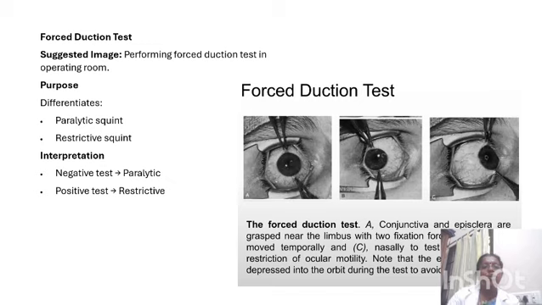The forced duction test differentiates paralytic from restrictive strabismus. A positive test suggests mechanical restriction, whereas a negative test suggests muscle paralysis.